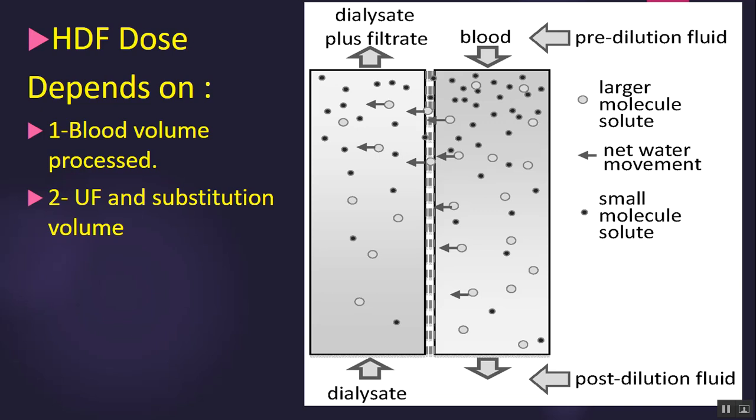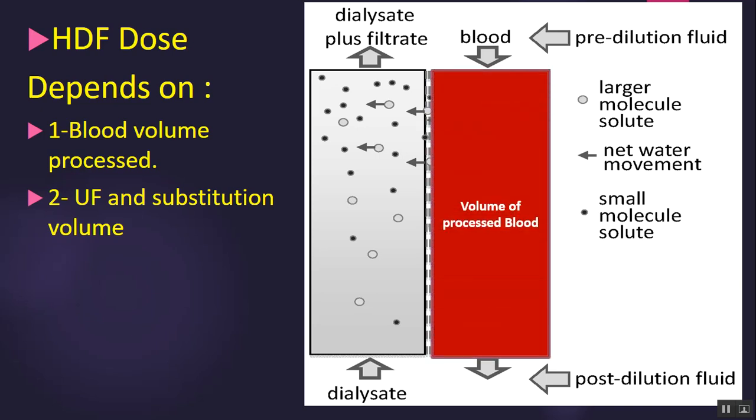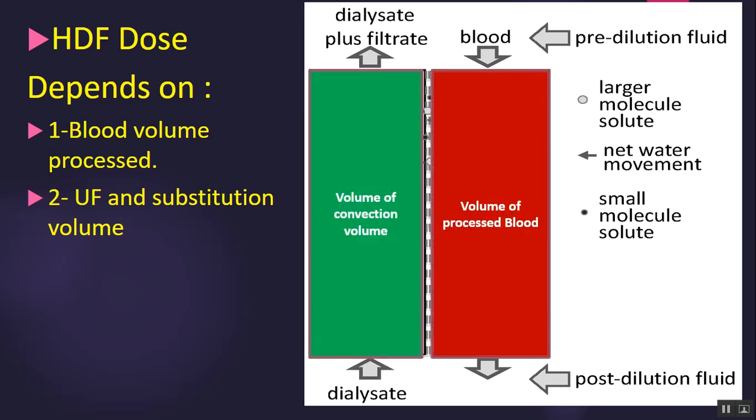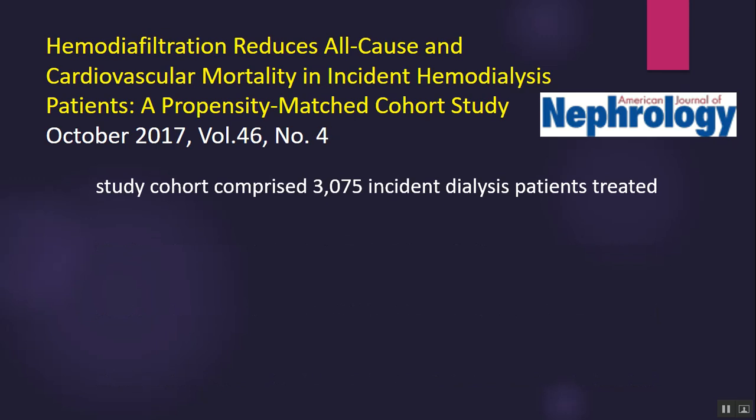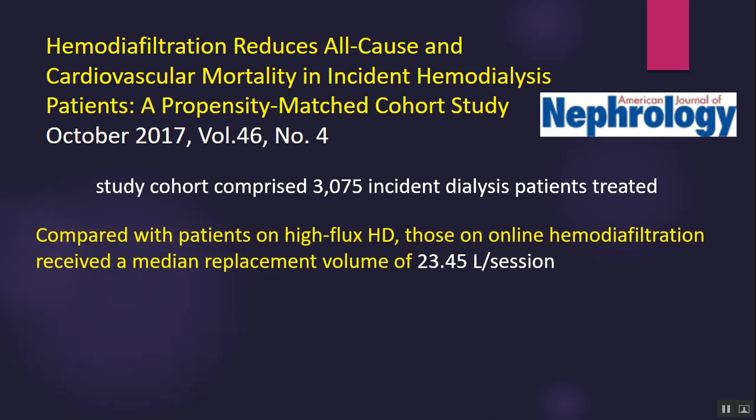In HDF, the dose depends on blood volume processed and the ultrafiltration and substitution volume. With more blood volume and more substitution, you will have a more effective hemodiafiltration. It has been recommended that the dose of hemodiafiltration should be around 23 liters per session.